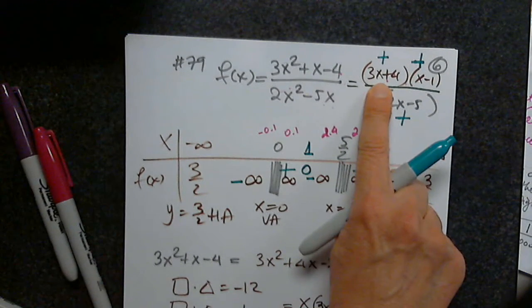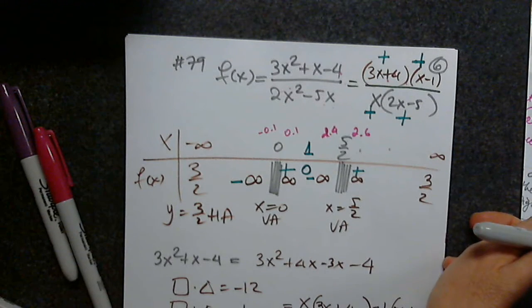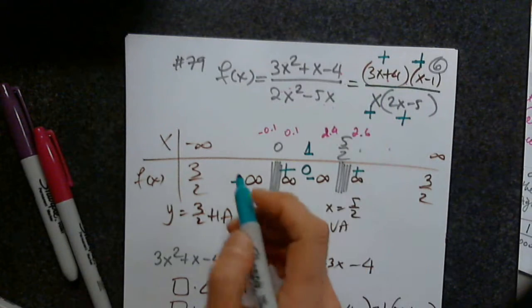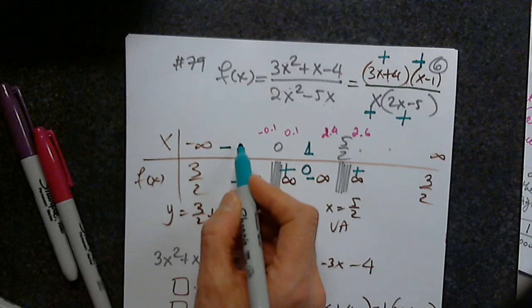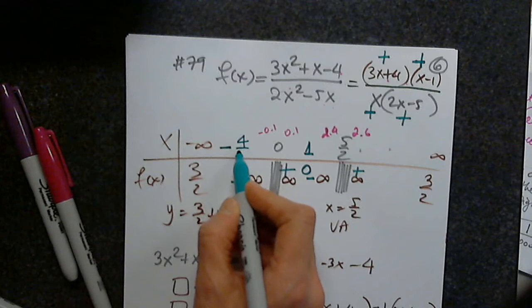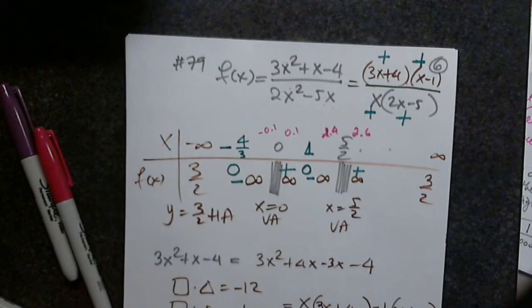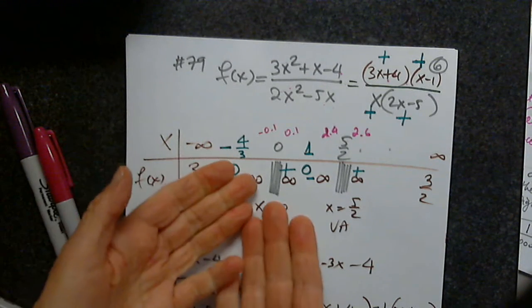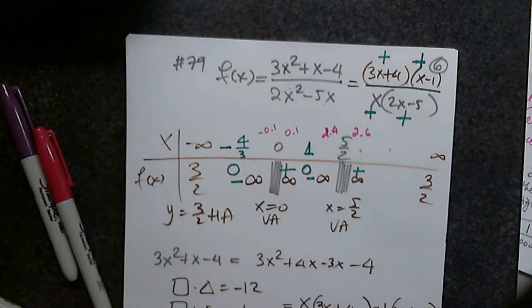And when x is, move 4 to the other side, it becomes negative, and divide by 3. Very good. Finally, I would like to plug in 0 to find the y-intercept. But can I plug in 0? It's undefined at 0. So there is no y-intercept. That's it. So please follow my marker or my hand.